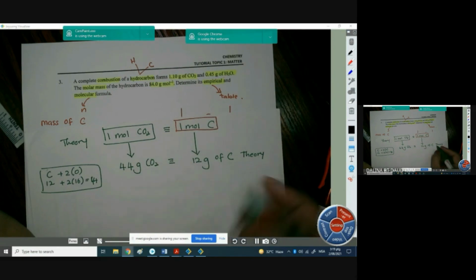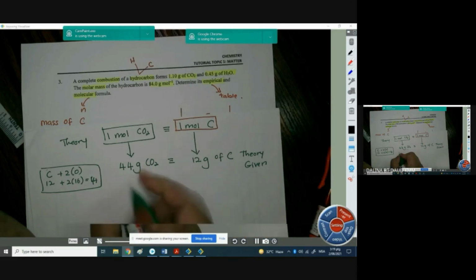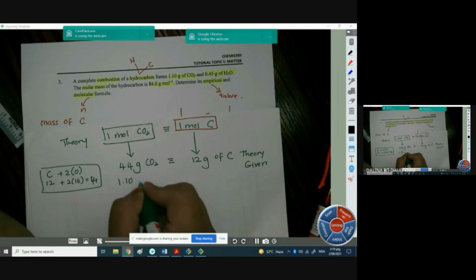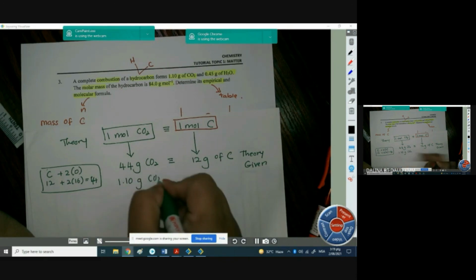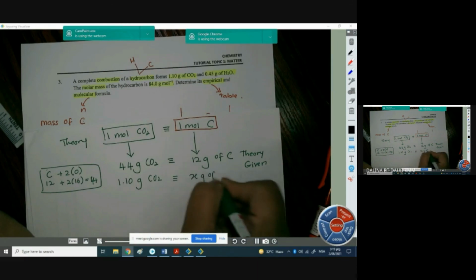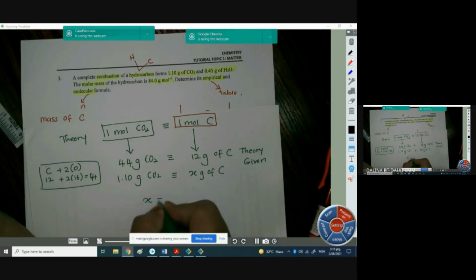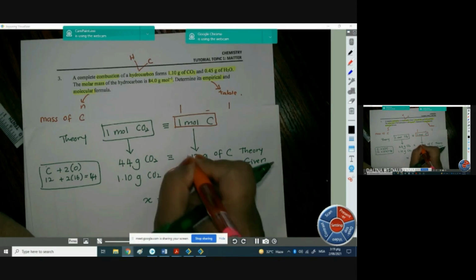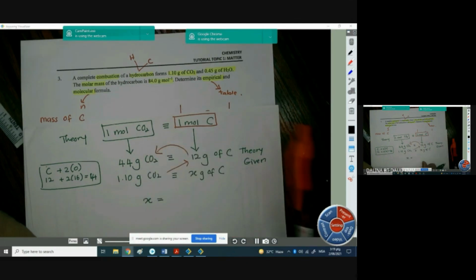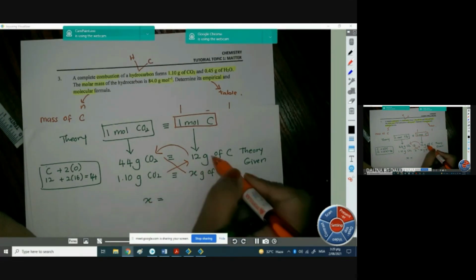Okay, so now given kita ada berapa carbon dioxide yang terhasil? 1.10 gram only of carbon dioxide. So it will equivalent to X gram of carbon. So kita mencapailah apa yang kita nak. Kita nak cari mass of carbon. So X equal to, okay, darab silang. Siapa yang tak lagi darab silang? Ataupun you silang terus. Ini darab yang ini sama dengan X darab 44. Boleh juga.